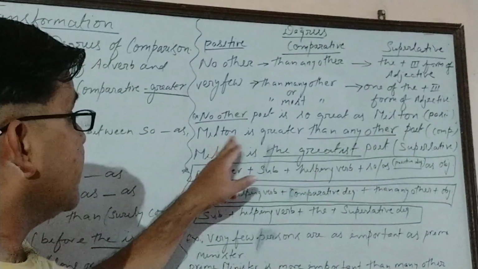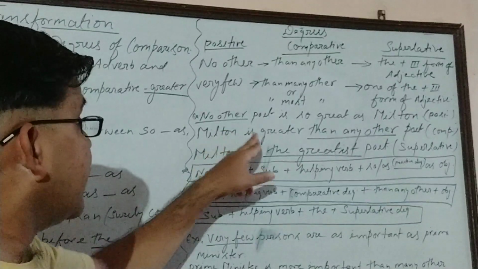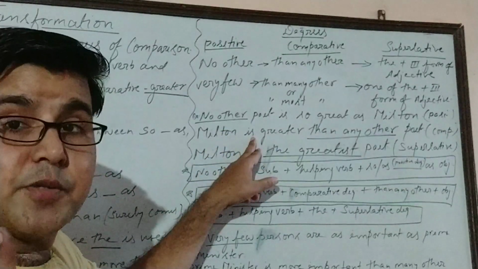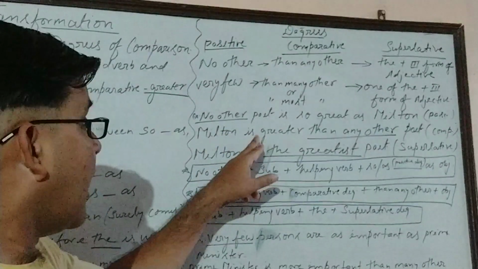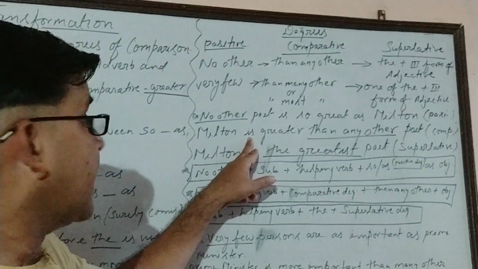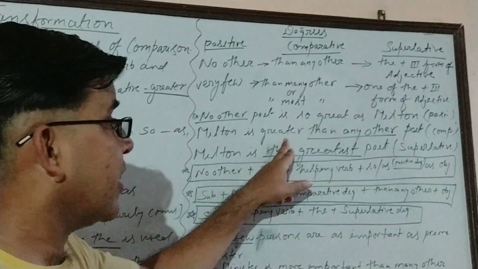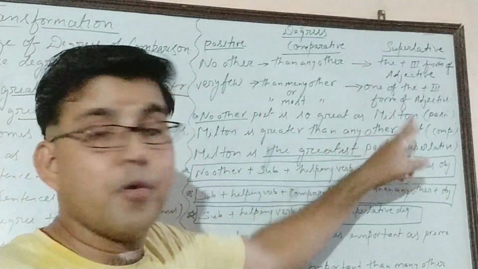So Milton is a one name, proper noun. Okay, so Milton, we are going to change into comparative. After the helping verb, you have to use the second form of adjective, like greater. Great से क्या हो गया? Greater than any other poet.